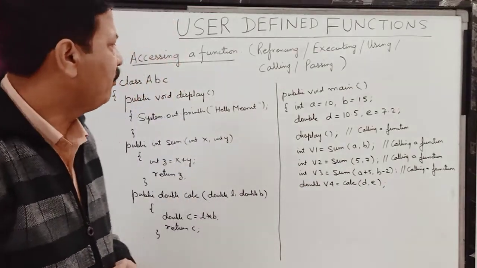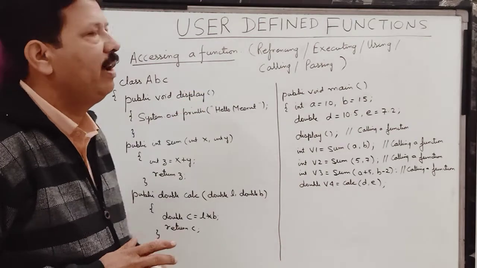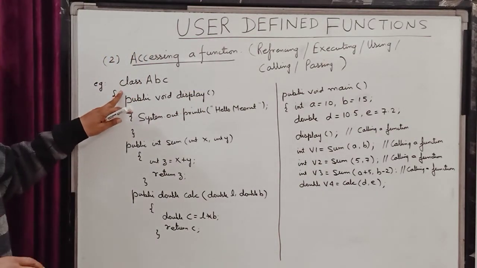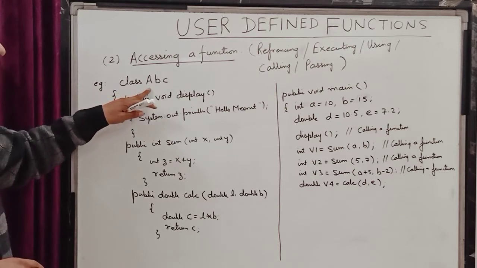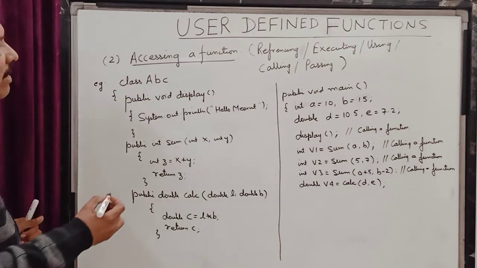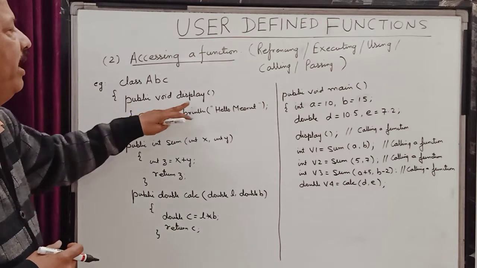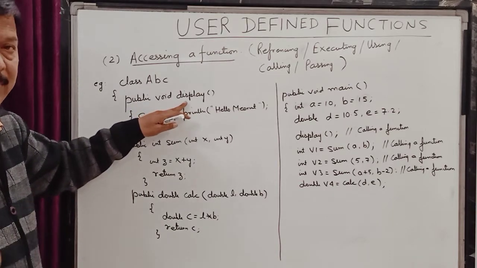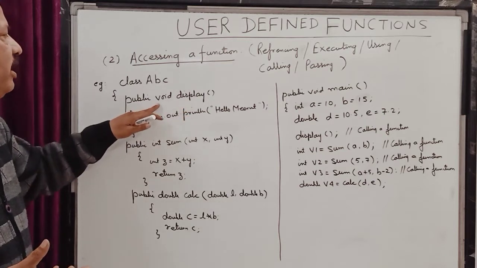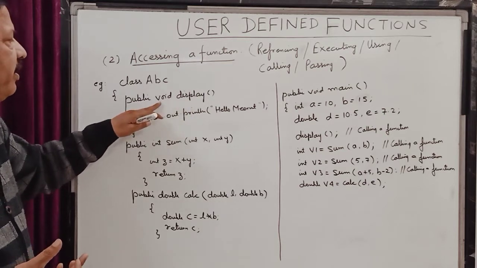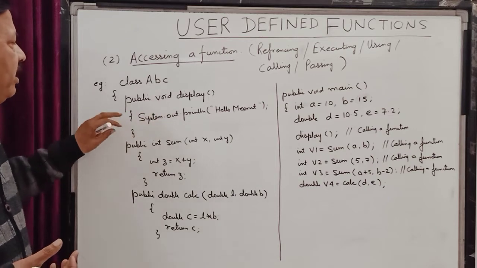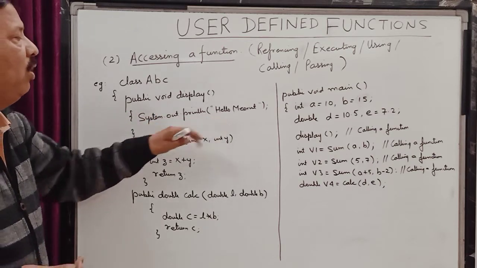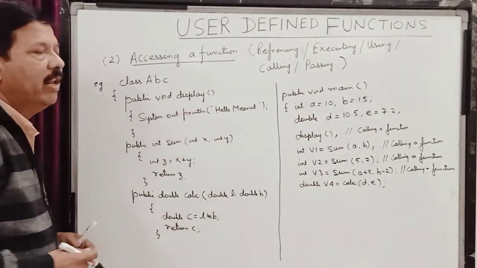Here I'm showing you accessing a function with a simple example. Here I have written my program, class ABC. In this I have defined one function called public void display. This is the function I am creating, and it is a non-returnable function since its return type is void. In this function I have just written System.out.println("hello merit").